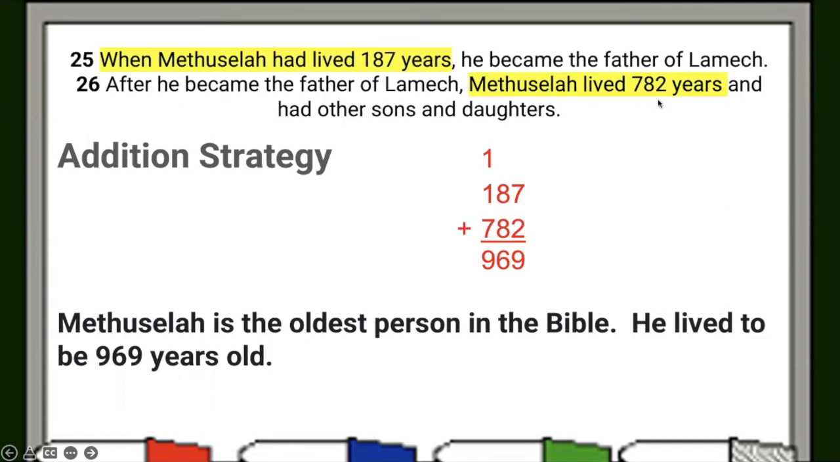782 more years. So when we combine the two, we have 7 plus 2 equals 9. 8 plus 8 equals 16. We write our 6 down and we carry the 1 to the hundreds place. 1 plus 1 plus 7 equals 9.